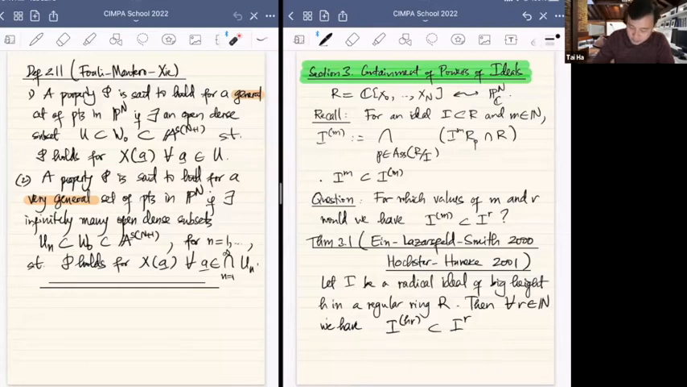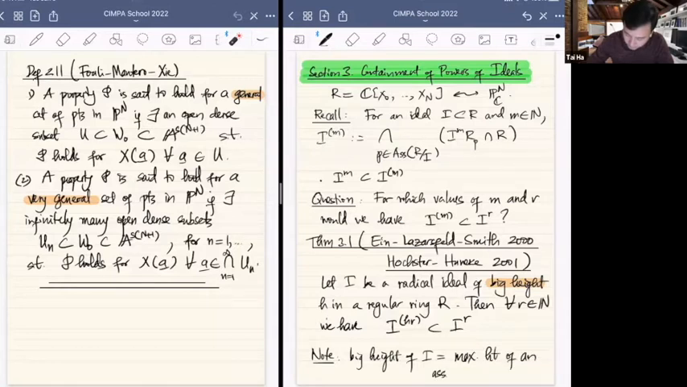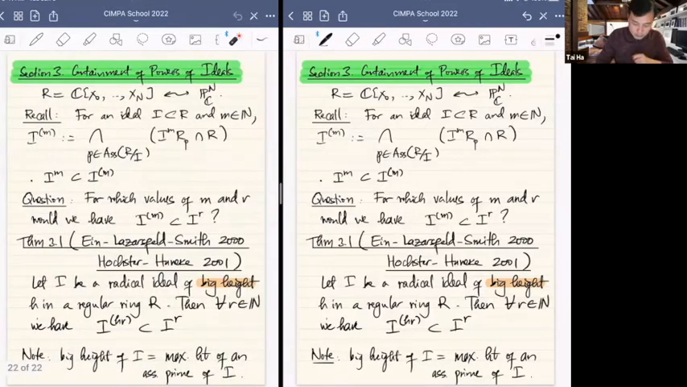If you're not familiar with what it means to be big height, it's quite simple. You look at all the associated primes of the ideal and then take the maximal height. So maybe I should make a note here. The big height of I is the same as the maximal height of an associated prime of I.